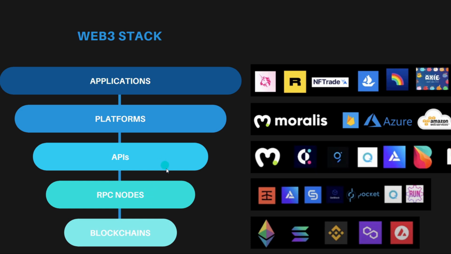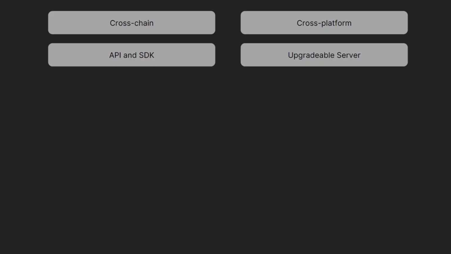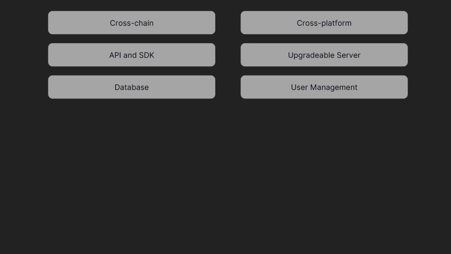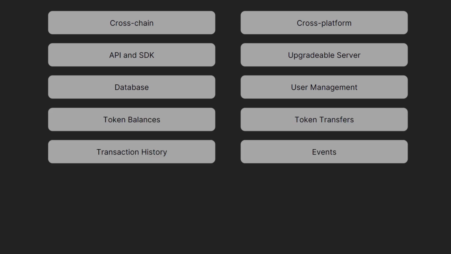And with Moralis, you'll get a one-click setup. You get your database, you get access to the blockchain data, you can use our SDK, you get Ethereum, Polygon, Binance Smart Chain, Avalanche, so it's cross-chain, cross-platform, and just firing a few other features, you will get user management, access to token balances, token transfers, transaction history, events.